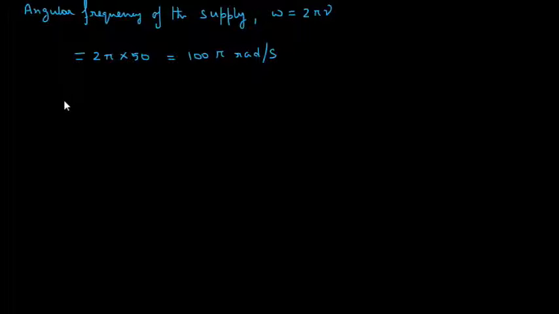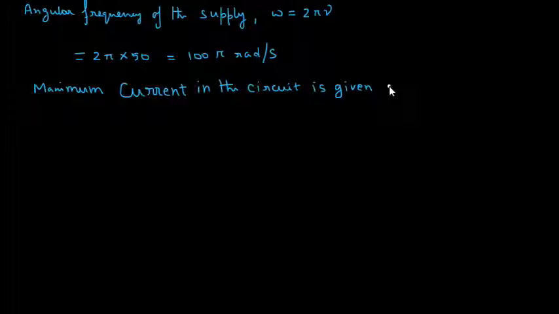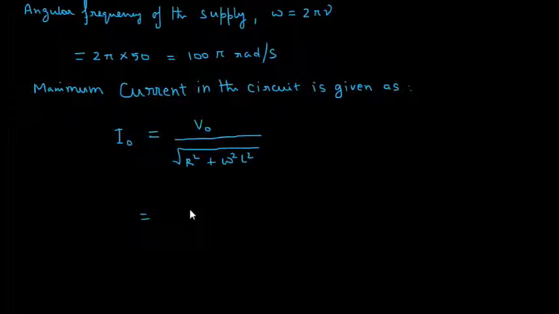Now maximum current in the circuit is given as, the third formula which you have to remember in this sum, I is equal to I naught is equal to V naught upon under root R square plus omega square L square. Now put the values of V naught, R and omega.